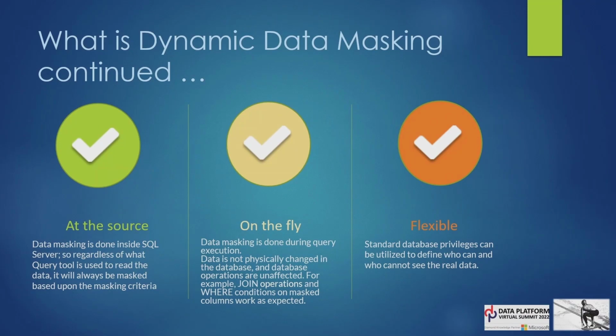Dynamic data masking is done inside the SQL Server. So regardless of what query tool you are using, the data would always be masked based on the criteria that was put in place. It is done on the fly, so no data is actually changed on the disk. So the data that we have on the disk remains. As a result, join operations and where conditions on the masked columns work just as expected. And they are also flexible. Standard database privileges can be utilized to define who can and who cannot see the data. Again, as with row-level security, role-based access is best and easier to manage.